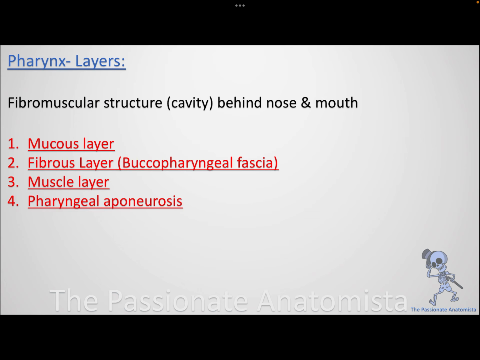Because it's mainly formed by the fibrous layers and the muscular layers, and that is lined by mucus layer and covered by pharyngeal aponeurosis. So when we say it's fibromuscular, it's a structure formed by the buccopharyngeal fascia, followed by your muscular layers. We have longitudinal muscles and circular muscles. And then this fibromuscular structure is lined by mucus layer and covered by pharyngeal aponeurosis. That aponeurosis is basically the flat midline tendon into which your pharyngeal muscles attach.